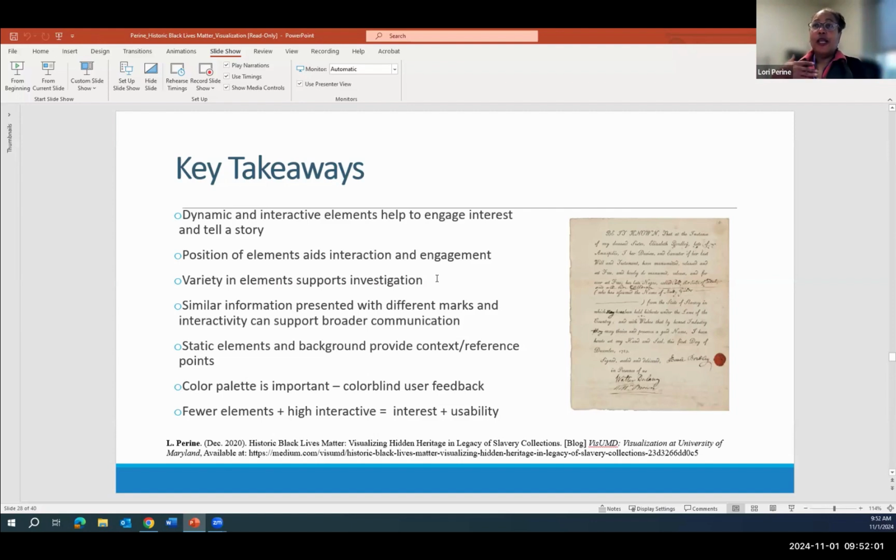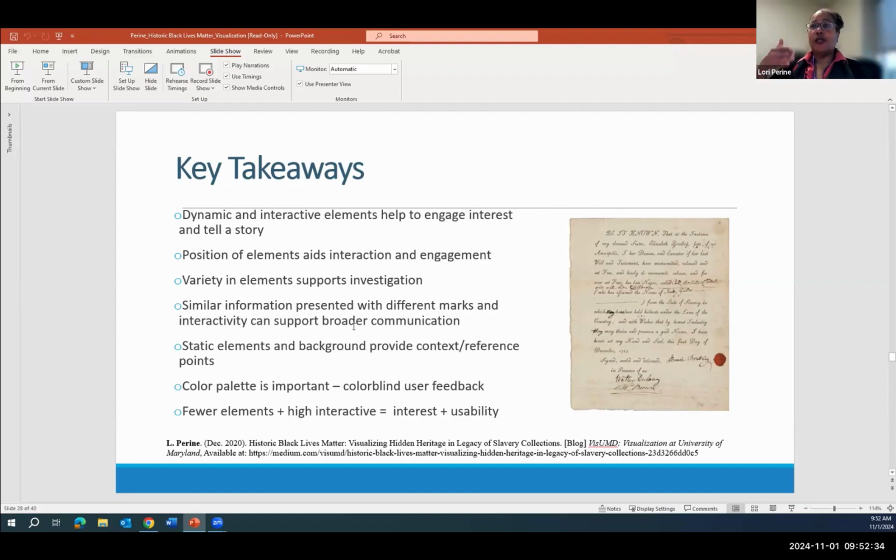I'm not necessarily a designer, and so these are things I would not have thought about, but they were supported by our feedback. Having that variety of elements, some of the same information is in each of the presentations, but you're able to get at it from a different context or a different level of granularity. So having that information presented here is different marks.